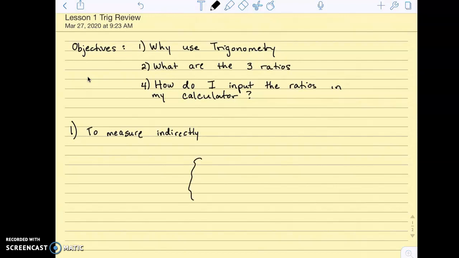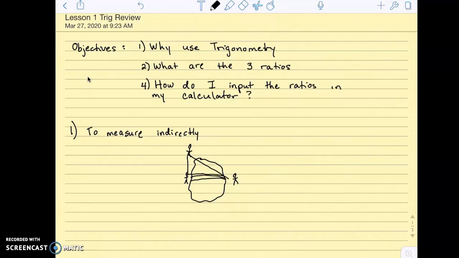Let's say there's a lake, and I need to build a bridge across the lake. Well, I'm not going to swim across the lake. That would be weird. But I can have Chris stand here. I can have Juanita stand here. And I can have Svetlana stand here and make a right triangle.